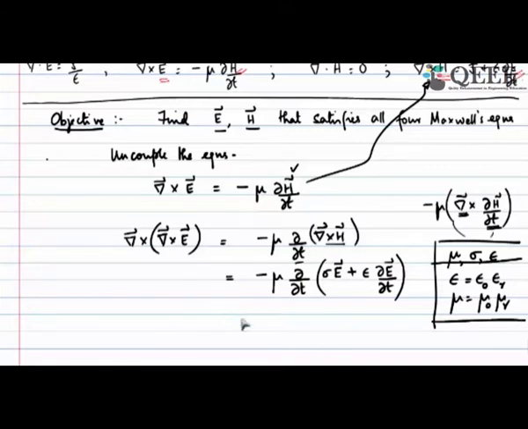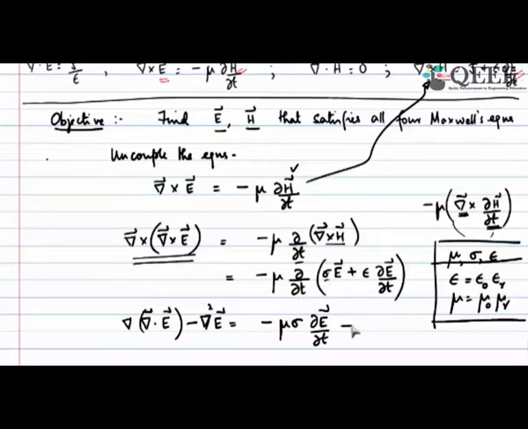Now the left hand side, from vector calculus, del cross del cross E is del of del dot E minus del square E. This is a vector identity. And the right side is minus mu sigma, I pull sigma out, del E by del t, because sigma is not a time varying function, it is constant, minus mu epsilon del by del t of del E by del t.